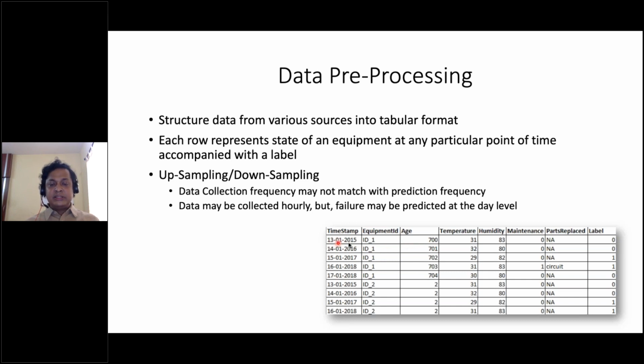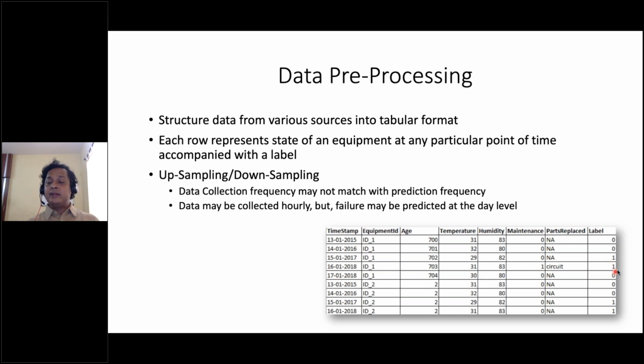Say for example, on 13th of January, for equipment 1, the age was 700 days, the temperature was 31, humidity 83. Was there any maintenance? No, that's why it's 0. Was there any part replaced? No. What was the label, healthy or unhealthy? It was probably healthy, so the label is 0. What happened on 15th of January? The same equipment went unhealthy, so we have a 1 here. But that day there was no servicing. On 16th of January there was a servicing. That means the maintenance activity happened, and we had to replace the circuit.